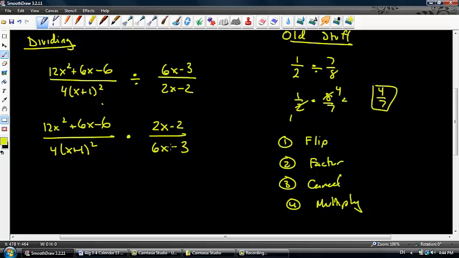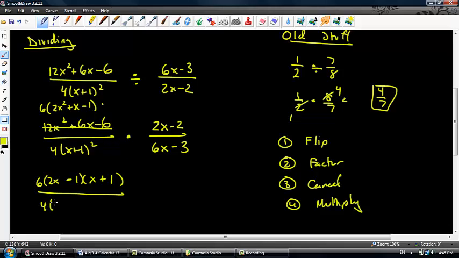Now that I've flipped the right term and changed this to multiplication, let's go ahead and factor everything. So let's factor out a 6 from the top left. That leaves me with 2x squared plus x minus 1. That goes away. But this can be factored again, so let's go 6 parentheses, 2x and x. I've got a 1 and a 1. The way I can create a positive x would be positive 2 and negative 1. All of that is over 4 times x plus 1.